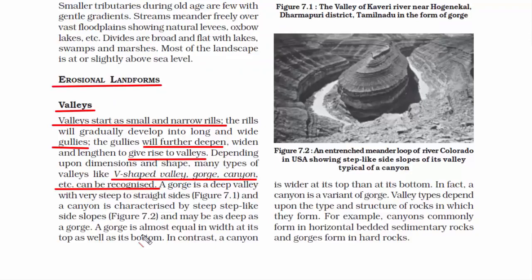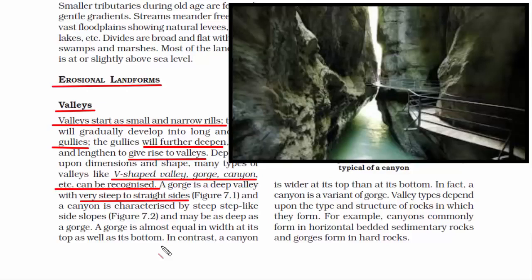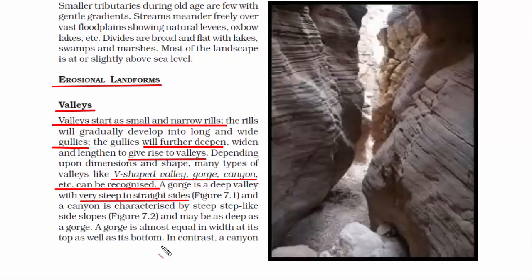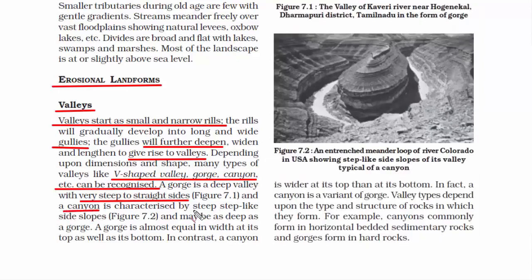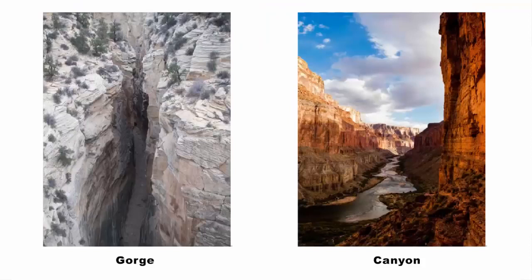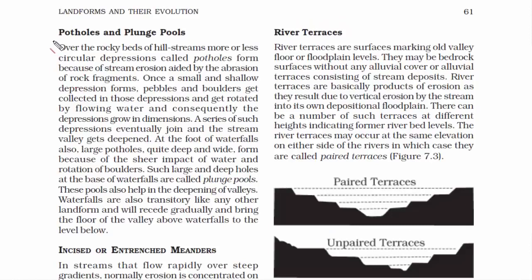On the other hand, a gorge is a deep valley with very steep and straight sides. You see it's not V-shaped. It's a narrow valley and you can see cliffs on both sides. Then we have canyon. A canyon has steep step-like side slopes and is as deep as a gorge. The only difference between a gorge and a canyon is that a gorge has equal width at its top as well as bottom, whereas in a canyon, the top portion is wider than the bottom. Remember this difference. The second type of erosional landform is plunge pools and potholes.